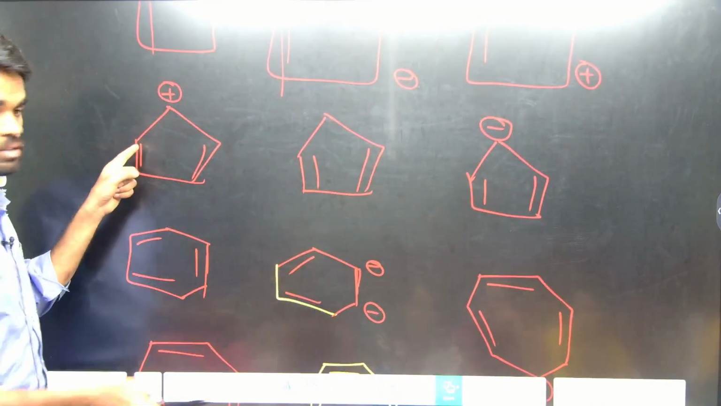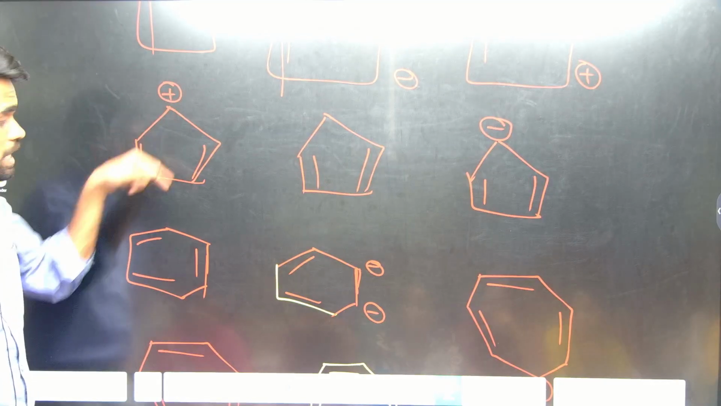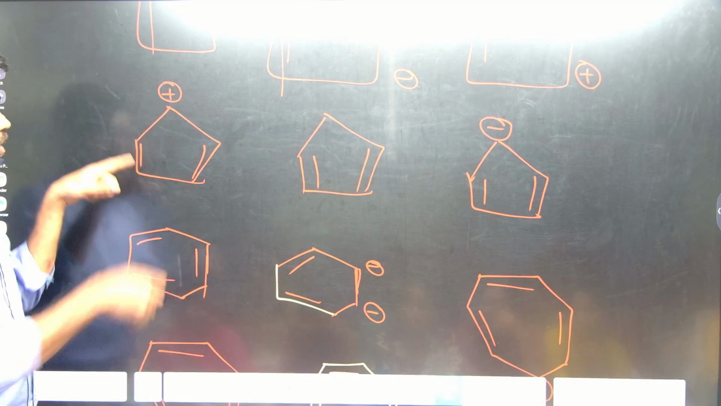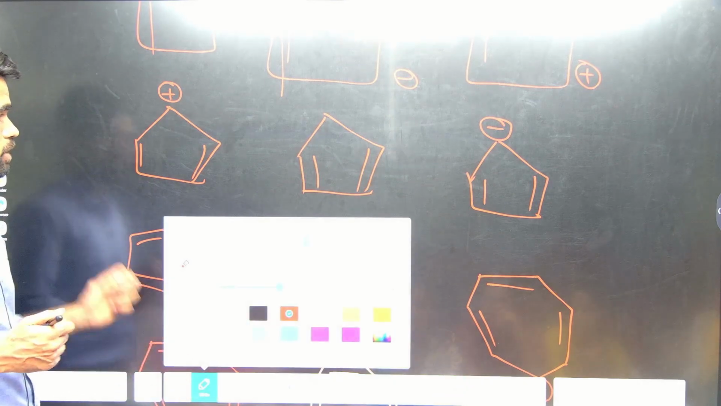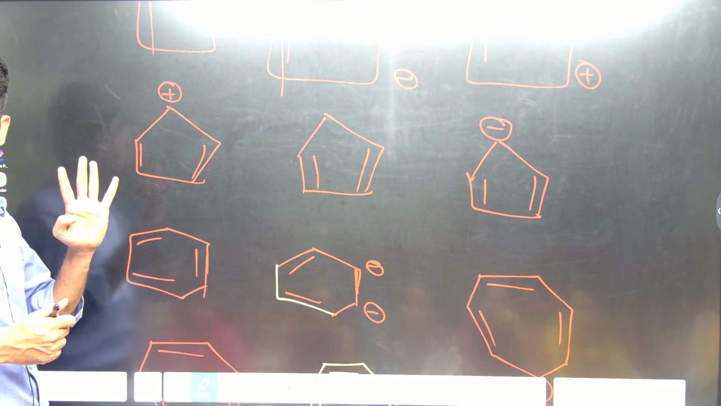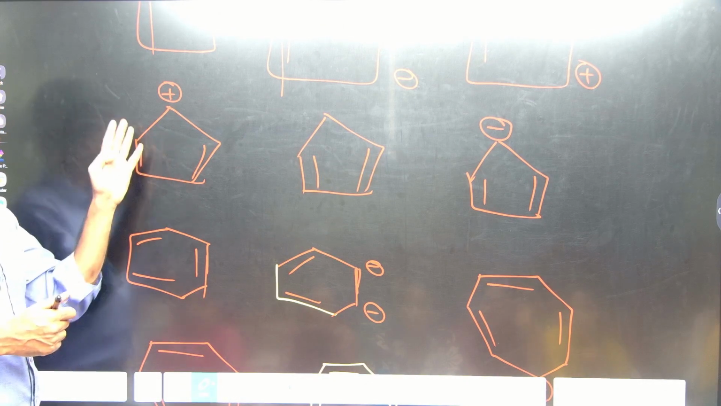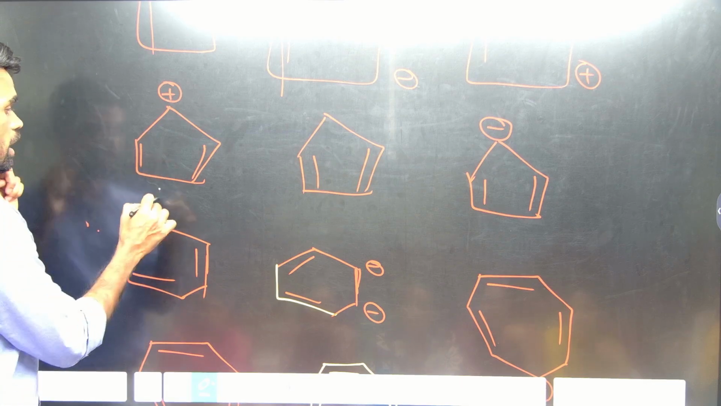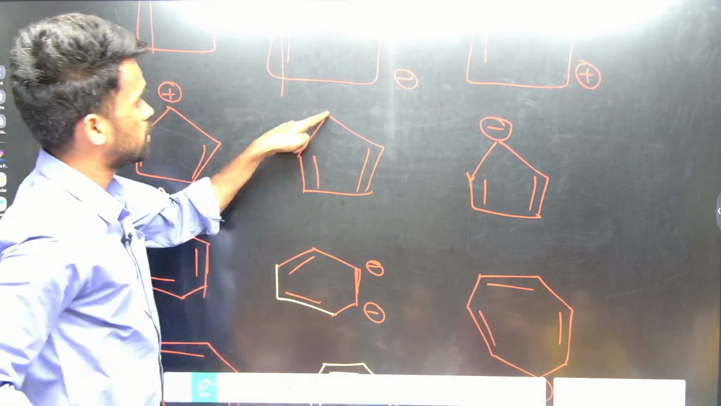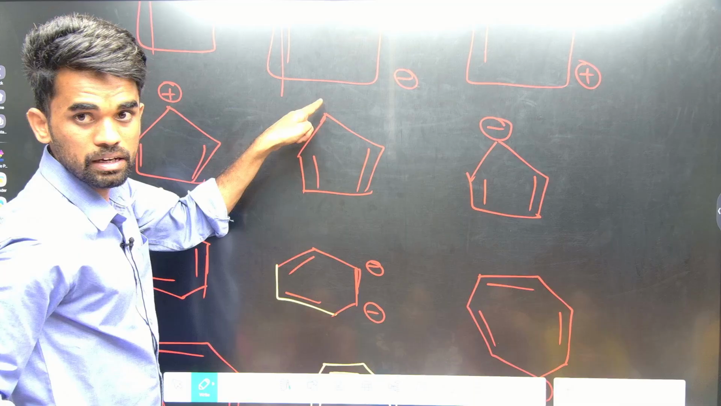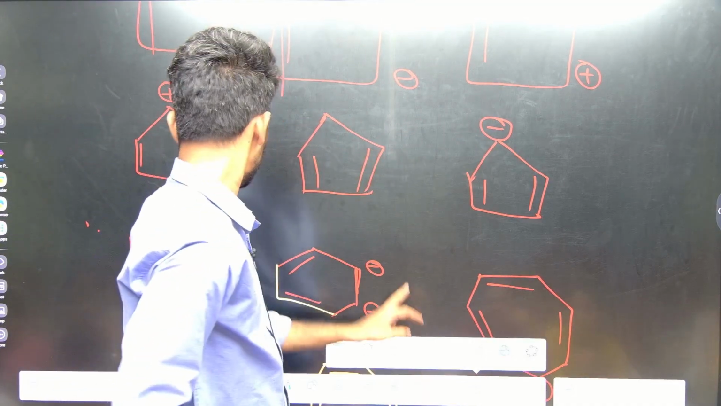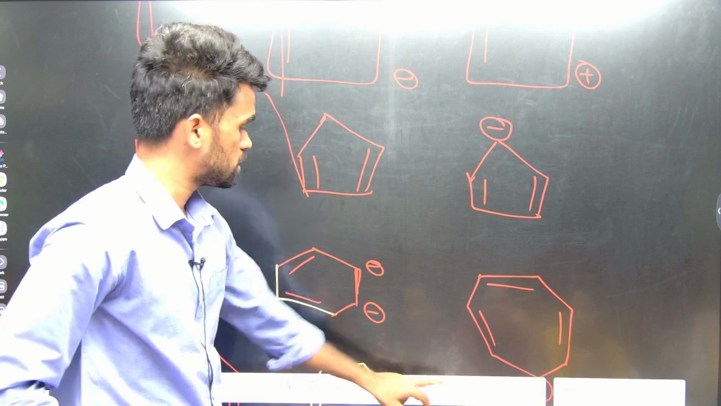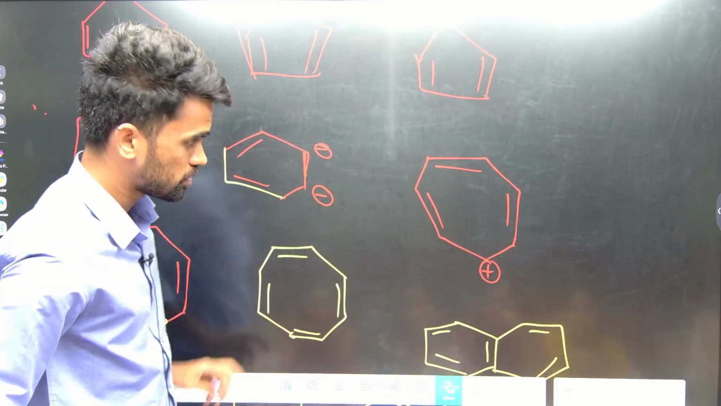this one, cyclic, planar, how many pi electrons? 4 pi electrons, like 4n pi electrons. So anti-aromatic. Next, this one, non-aromatic here, sp3. Next this one, already we discussed about that. Yeah, this benzene you do these two things. Next this one you tell me.